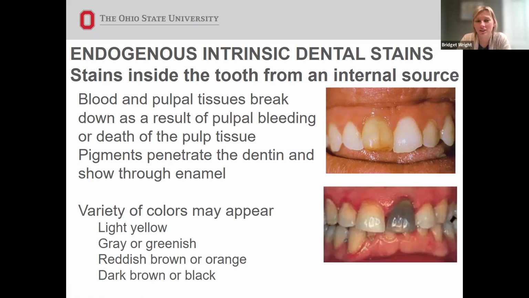Nothing that we're going to do with coronal polishing is going to change any of these intrinsic stainings. We're not going to be able to alter that, unfortunately, for the patient. But we can always talk to the patients about alternative treatment options: internal bleaching potentially, other types of bleaching, or crowns or veneers or some type of restorative treatment.